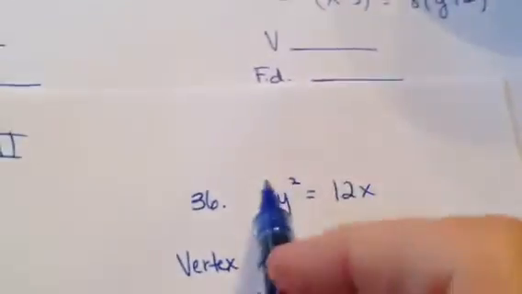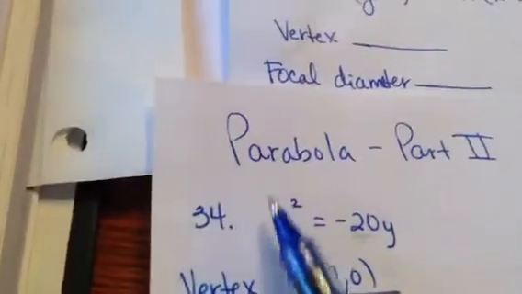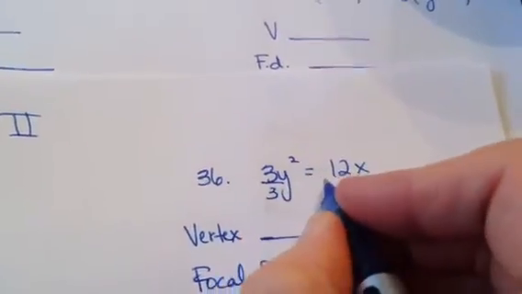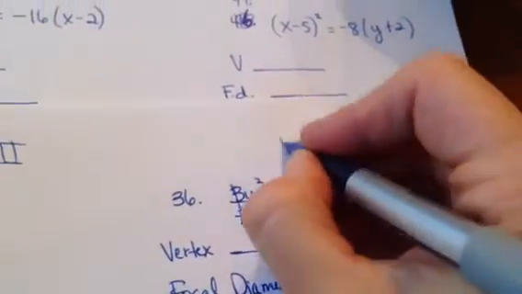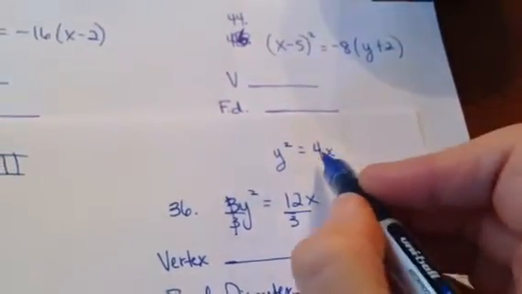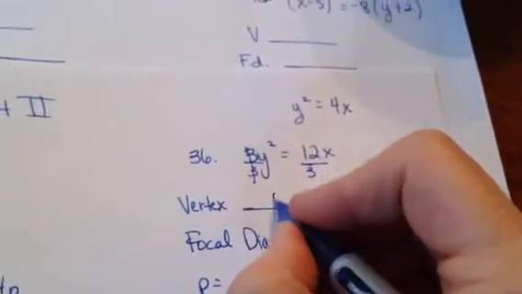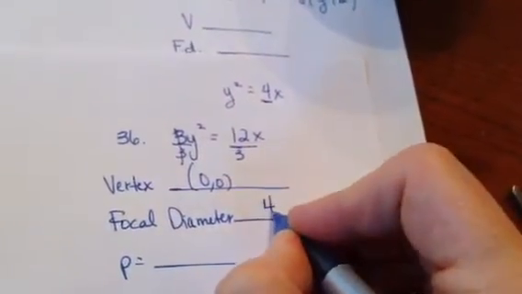All right, now let's try this one. This is number 36. Notice there's not a 1 in front here. You've always had just a boring 1. So the first thing you've got to remember to do is divide both sides by 3. It's not really in standard form yet. So I've got y squared equals 4x. Now my vertex is (0, 0). My focal diameter is this number right here out in front, so my focal diameter is 4.